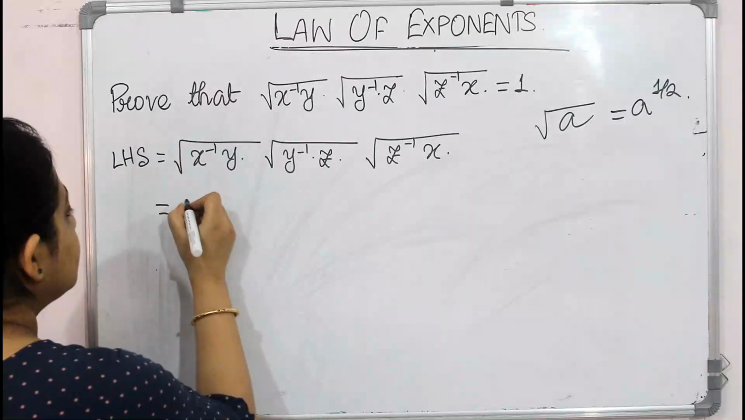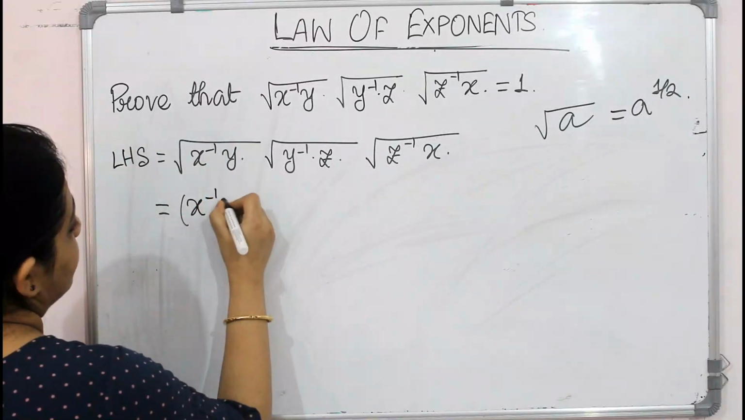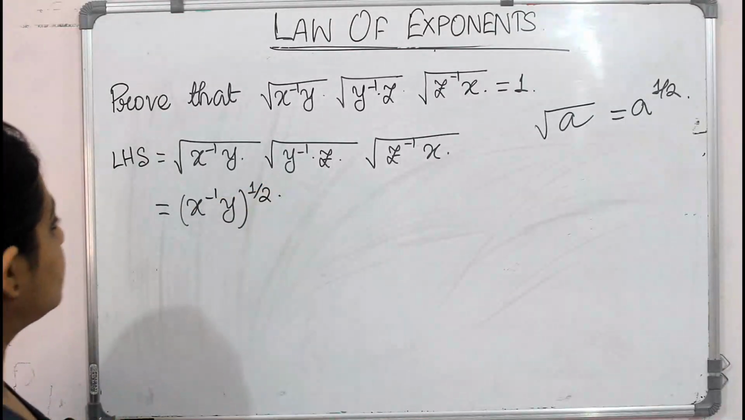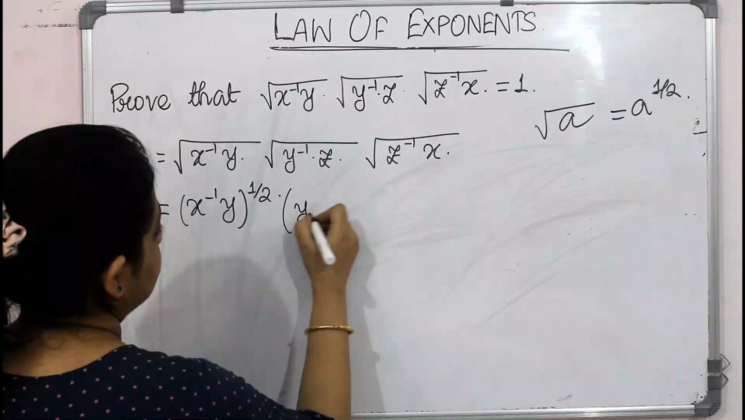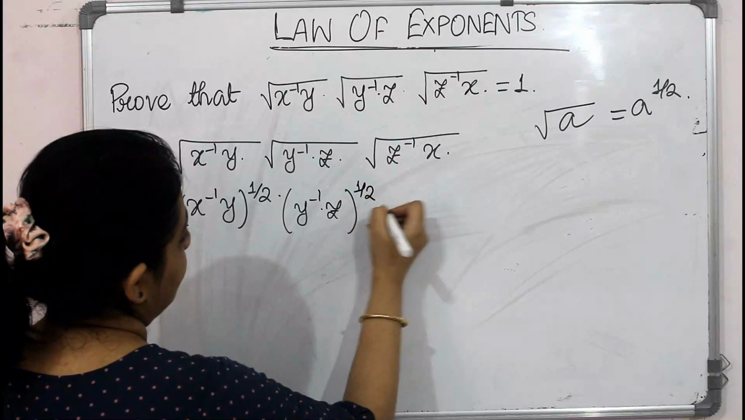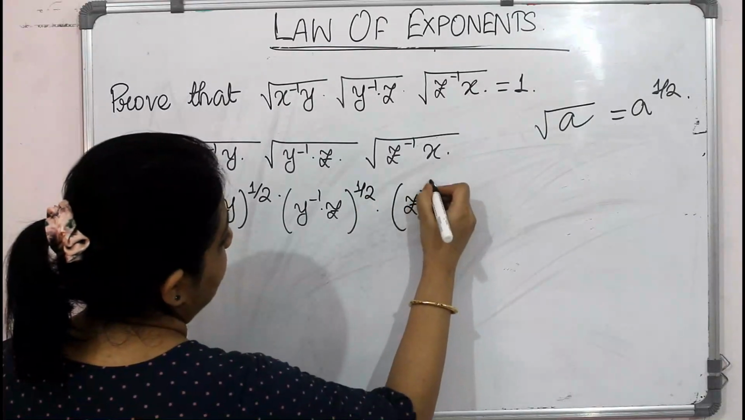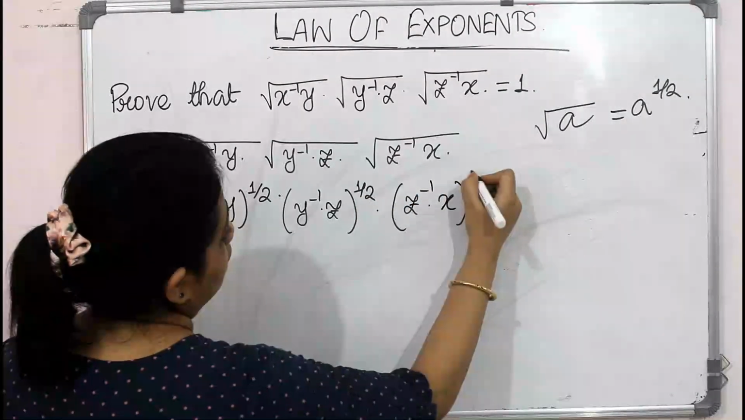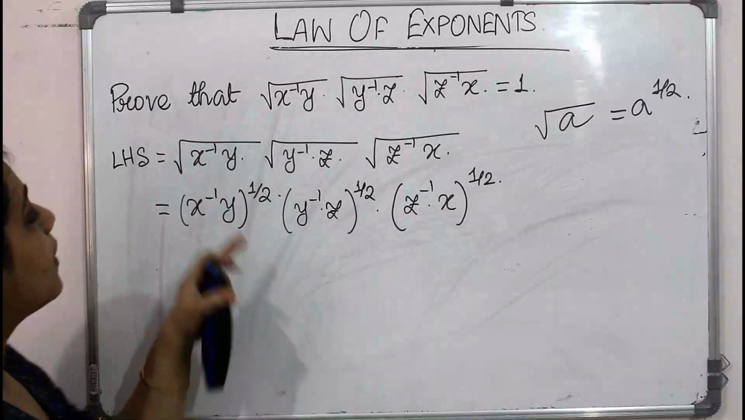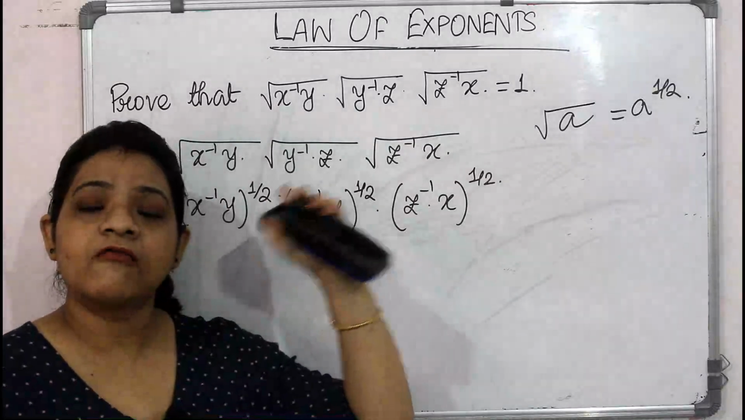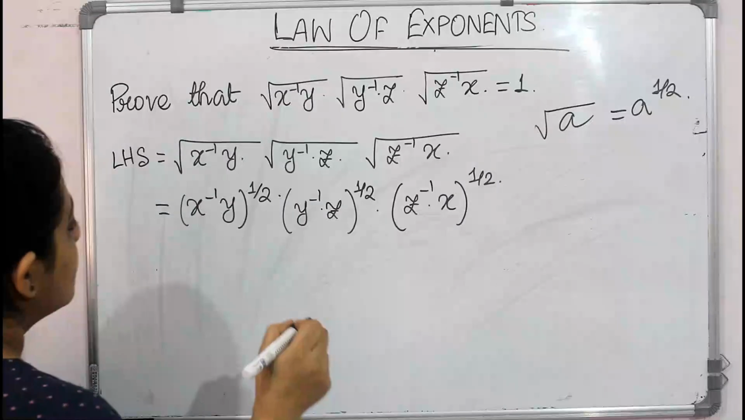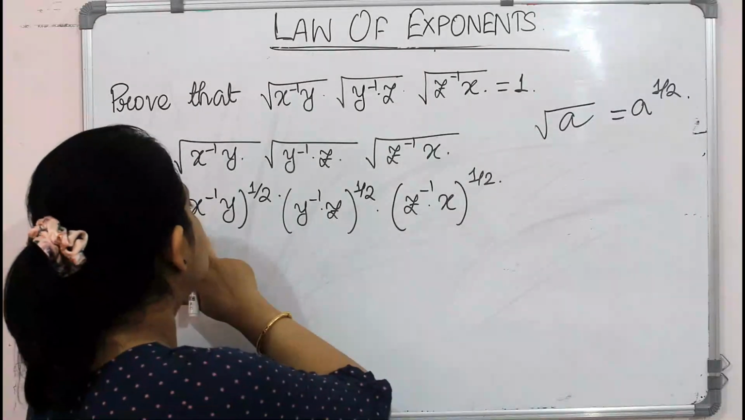So this we can write as x to the power of minus 1 y, all to the power of half. Here also we can write it as y to the power of minus 1 z, to the power of half, and this we can write as z to the power of minus 1 x, to the power of half. Okay, so this is power within power. Minus 1 is a power, and half is a power.